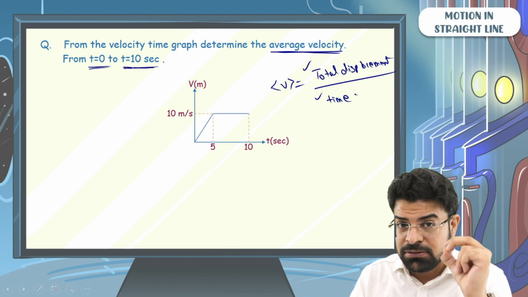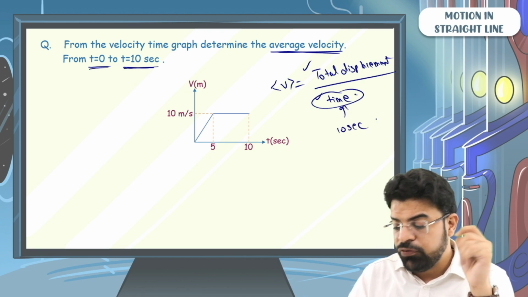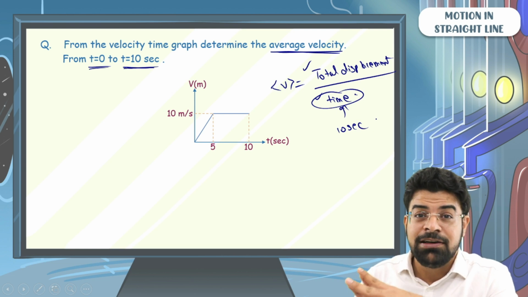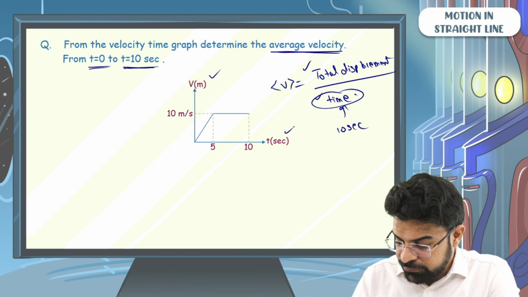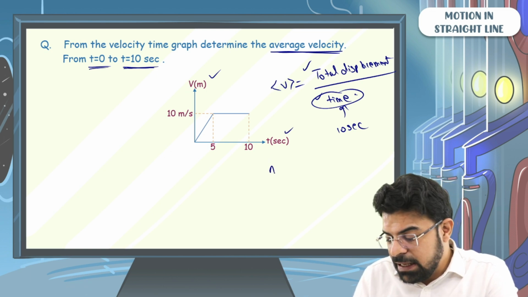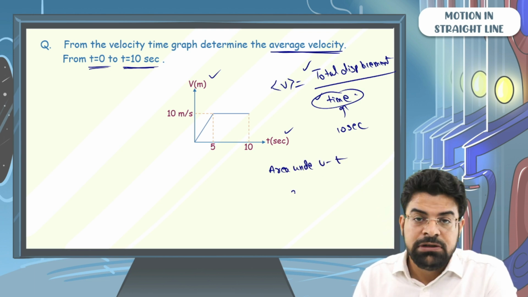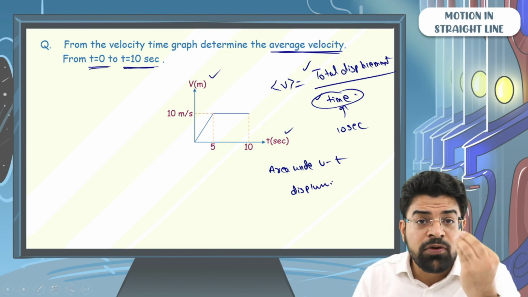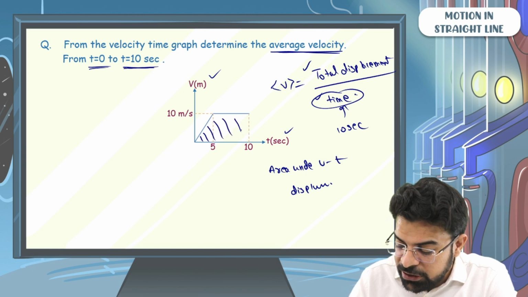For this, we already know what is the time frame, sir. The time frame is 10 seconds. Now we need to find the total displacement. What will be the total displacement of the particle in the 10-second time frame? From the velocity time graph, we need to find the total displacement. How to find? Sir, the area under VT graph gives us the displacement. So how to find the displacement from time equals to 0 till time equals to 10? Sir, that will be nothing but this shaded area.